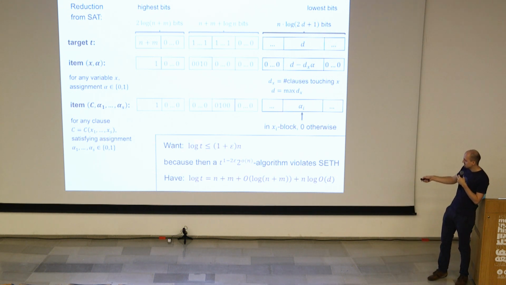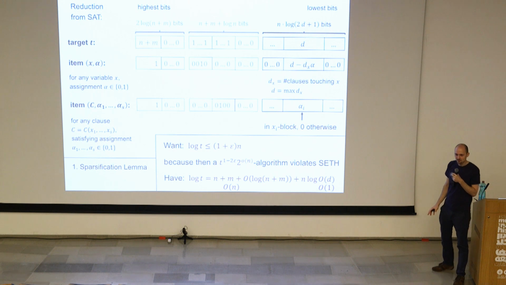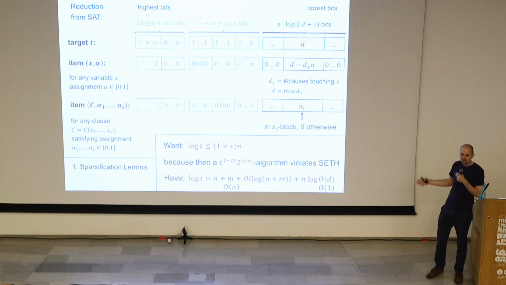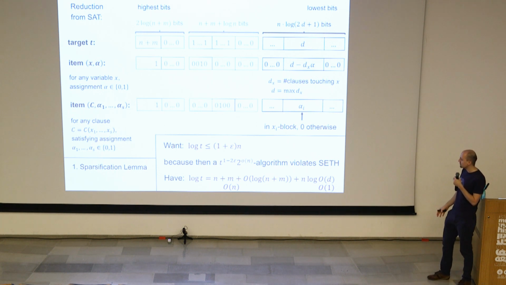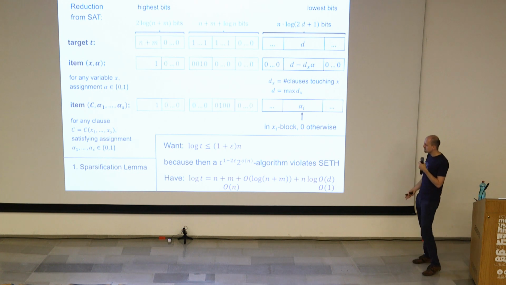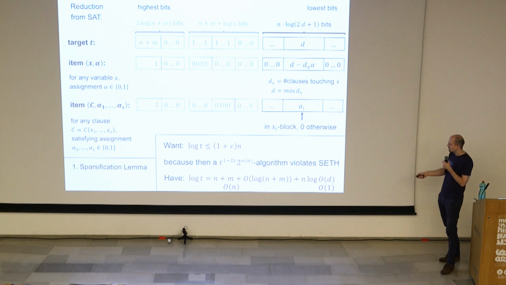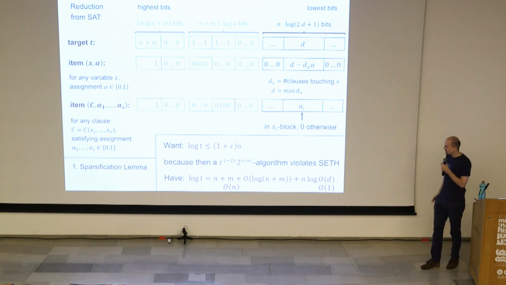So how do we get from here to here? There are 2 ingredients basically, or I guess 3. The first one is the sparsification lemma, which is the standard technical tool to use. Whenever you want to reduce from satisfiability and prove a SETH-based lower bound, you can always use the sparsification lemma, which allows you to assume that the number of clauses is linear, order n, and the degree of each variable is constant. I'm not going to talk more about this. I'm just going to assume that I can ensure this.